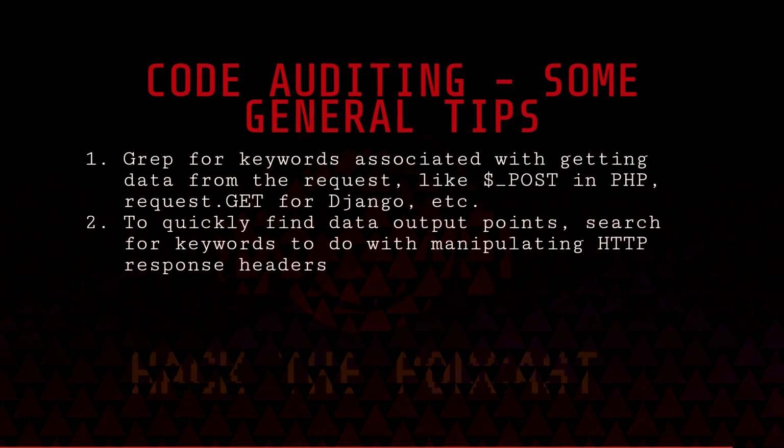To quickly find data output points, I recommend you look for functions that manipulate HTTP response headers. You can sometimes find these by searching for the strings themselves that are the headers, like, I don't know, content security policy, or all those. Because usually you have to set them very close to where you do the output, because these libraries don't have good ways of knowing what is the intended use of the endpoints that they're exposing, right? So you have a serve file function and it loads a file.